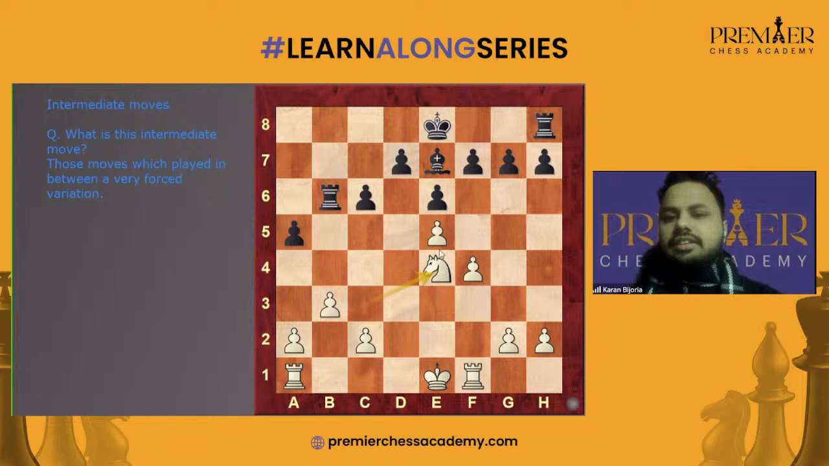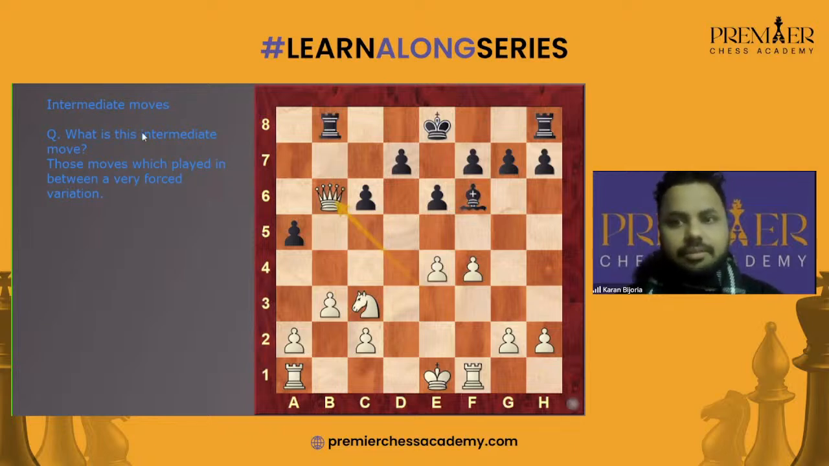Look here, this bishop cannot go anywhere. All the squares are covered. If we go here, they will push the pawn and attack it again. So this is a rather weak bishop, right? But now we will use the intermediate move.